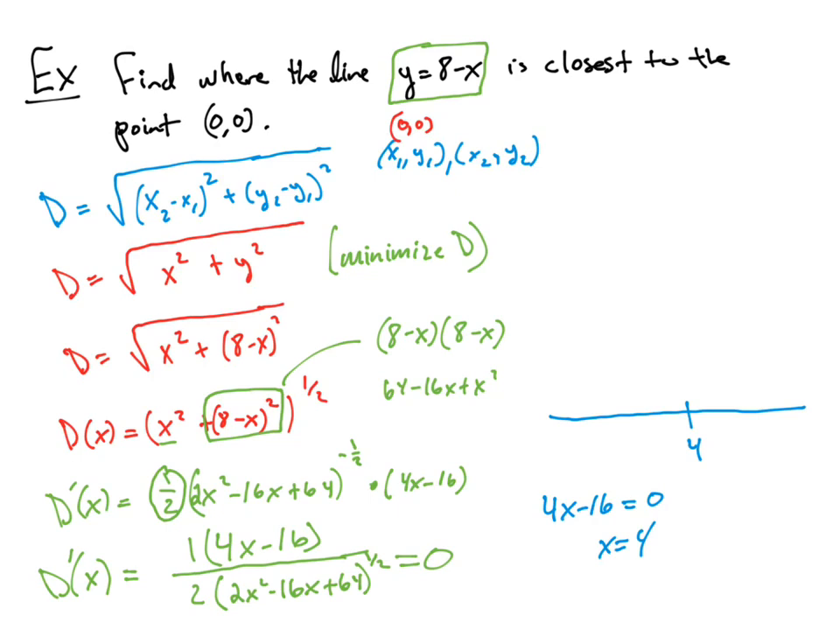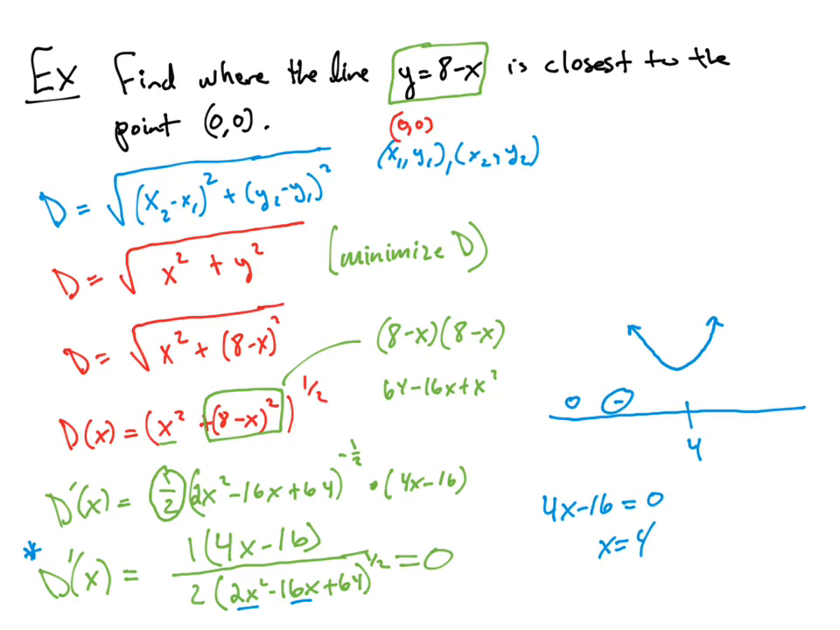And this will be a minimum if the function is going from decreasing to increasing. So what's the easiest value to test here? Probably 0. So plugging 0 into this first derivative, it looks like I get negative 16 in the numerator. And then plugging in 0 into the denominator, well, these two terms are going to go to 0, so I just have a positive value in the denominator. The square root of 64 is 8. 8 times 2 is 16. So I have negative 16 over positive 16. That's going to be a negative value.